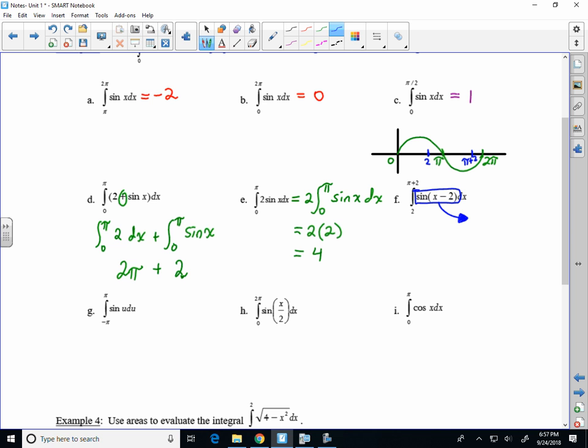Say it again? Not break it up. If it were sine of x minus sine of 2, then you could break it up. But because of subtraction within, it's a different story. Shift it to the right by 2 units. Shift sine right 2 units.